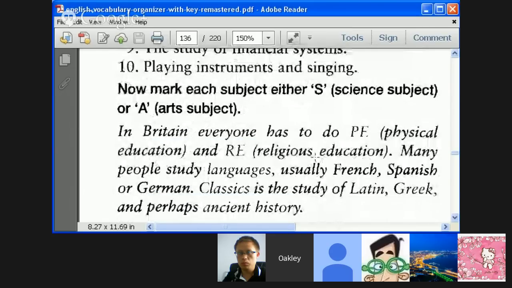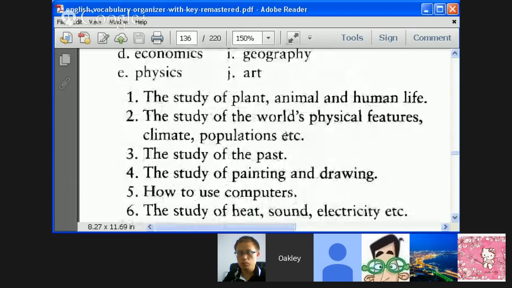Okay, now we're going to look at which are science and which are arts, because basically most universities in the United States, School of Arts, School of Sciences, School of Business, would kind of break their school up, departments, that is, into arts and sciences. This is very common.